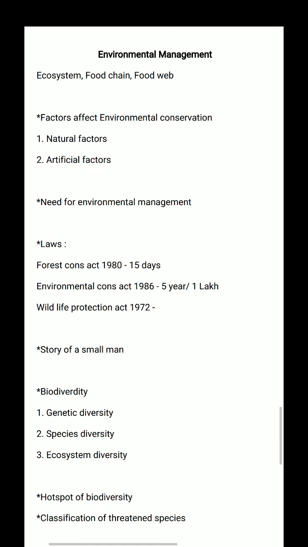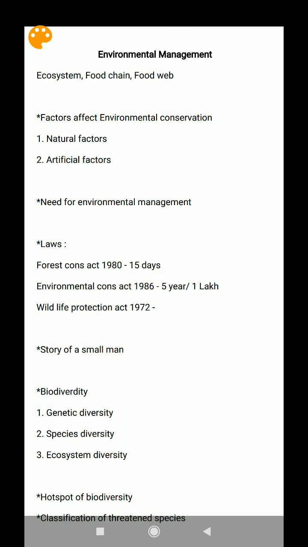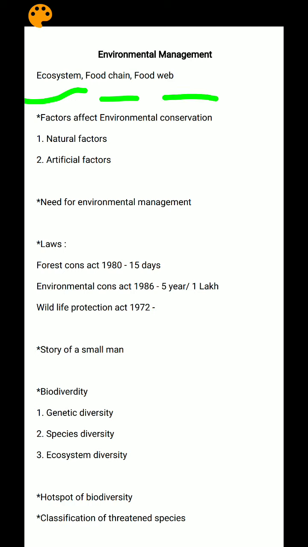Next one is the fourth chapter, that is environmental management. In this chapter, there are basic terms. It is a very general chapter regarding the syllabus. You can write general things and you can get good marks. Okay, very general terms: ecosystem, food chain, food web. You already studied these terms last year in the 9th standard. Okay, we all know what is ecosystem.